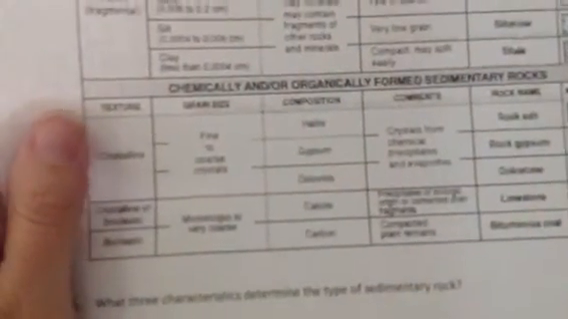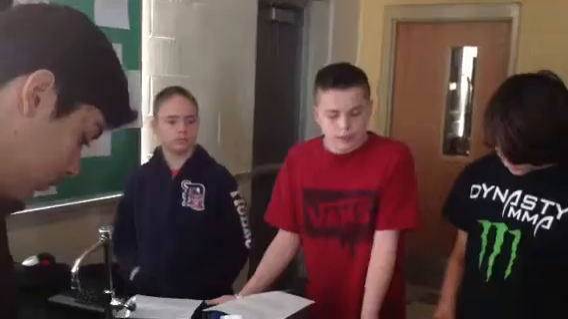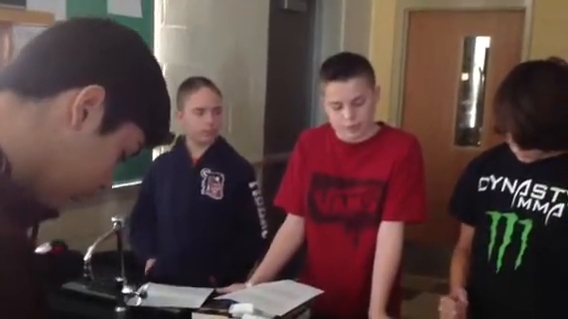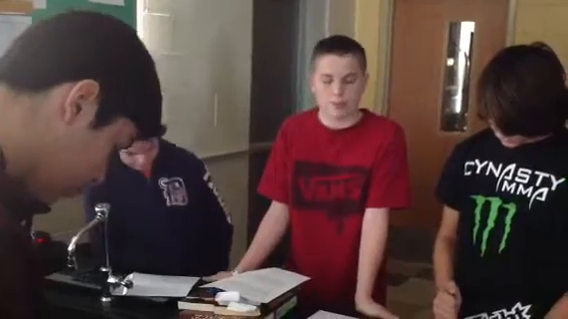And then there are the chemically and or organically formed sedimentary rocks, where the texture is crystalline. The grain size is fine to coarse crystals, and the rock names are rock salt and rock gypsum. Inorganic land sedimentary rocks are formed pretty much on land. Inland, they form in the soil. Chemically formed ones are formed over time by picking up pieces of rocks and combining them into one. Once it's combined, it is chemically formed.